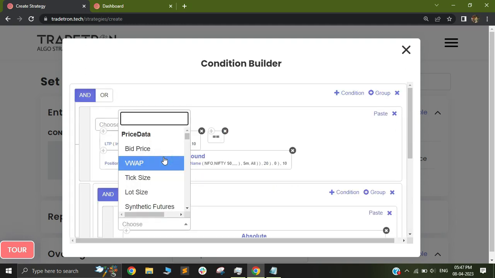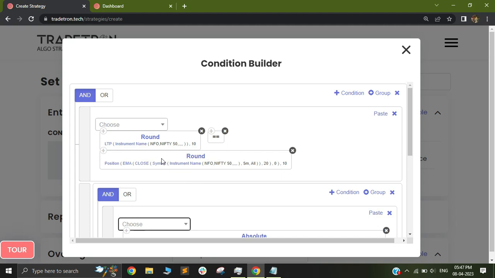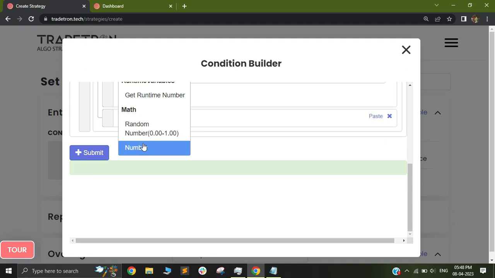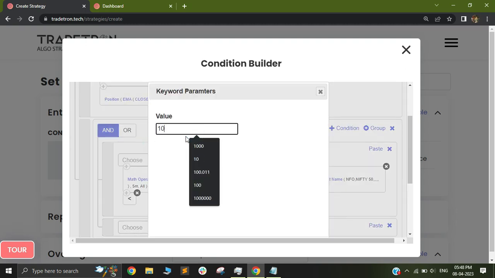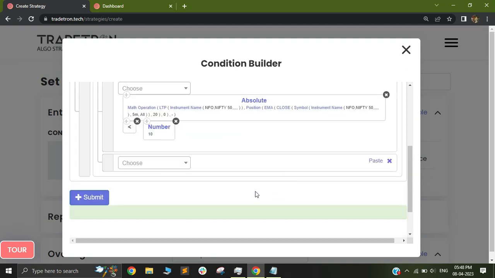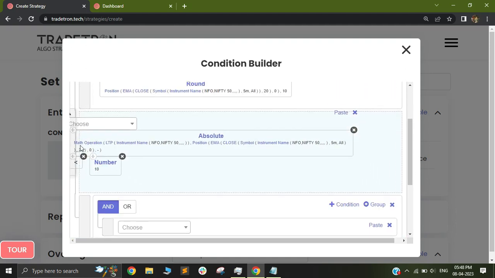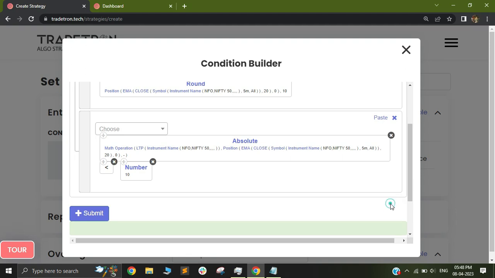Now I will compare it with a number. I want the difference between both these instruments to be less than, and now you can select your number. I'll select a number as maybe 10. So if they are less than 10 points away, in that case my trade will be triggered. This is another way in which you can achieve the same logic.